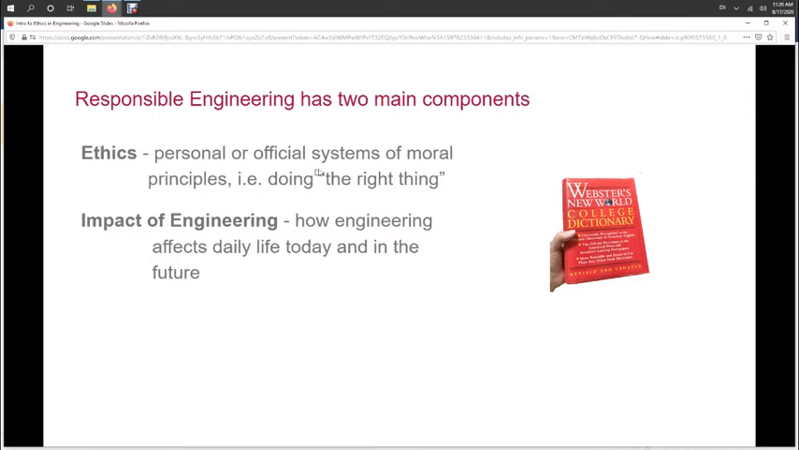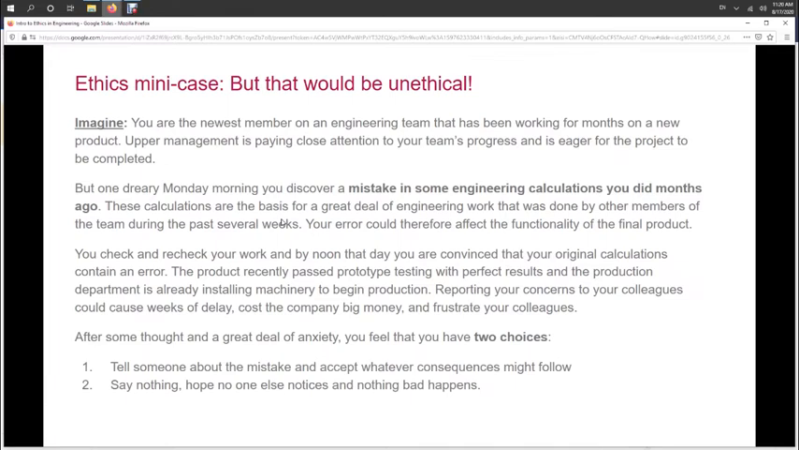So responsible engineering has two main components. I think I mentioned that. Ethics, which could be called a personal or official system of moral principles. In other words, doing the right thing. And the impact of engineering: how engineering affects daily life today and in the future. So we'll look at each one at a time.